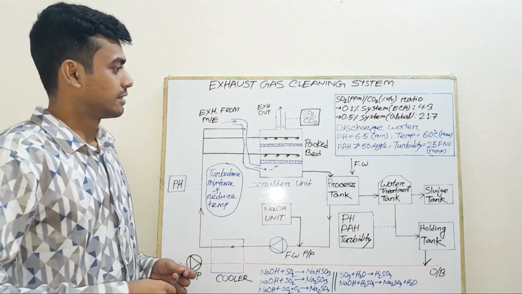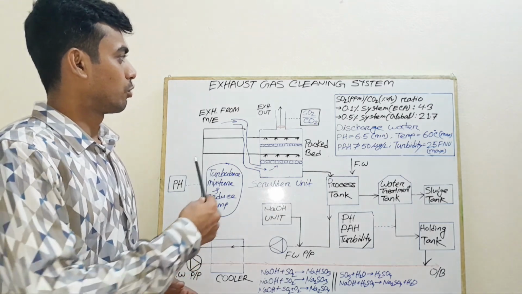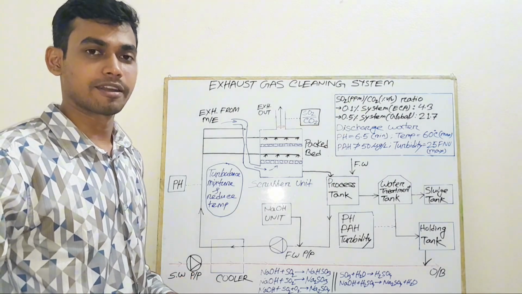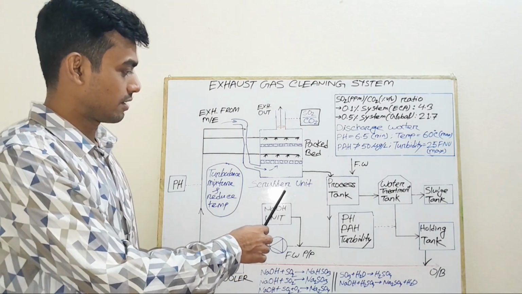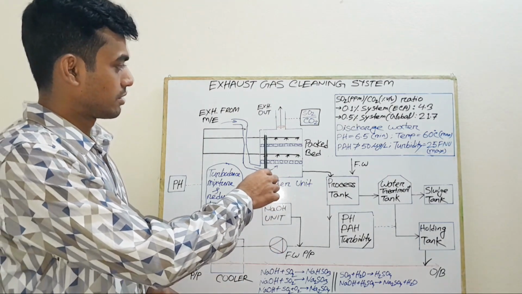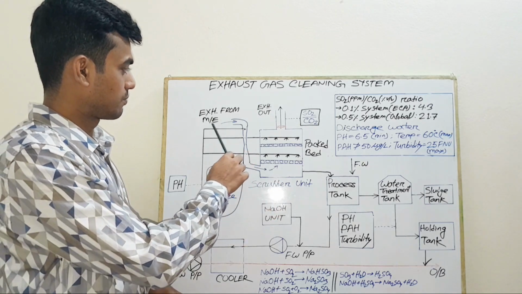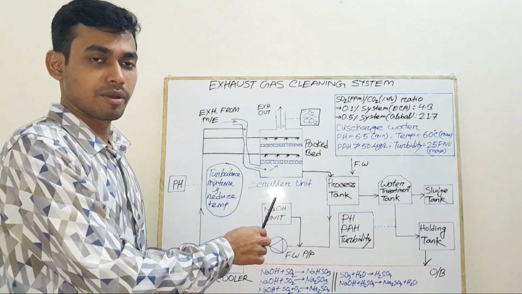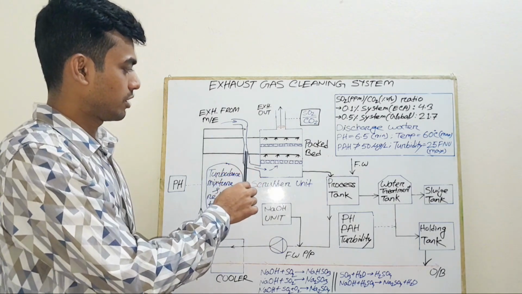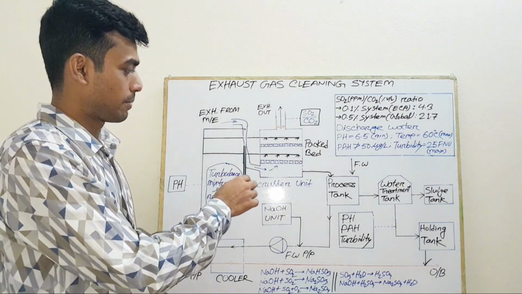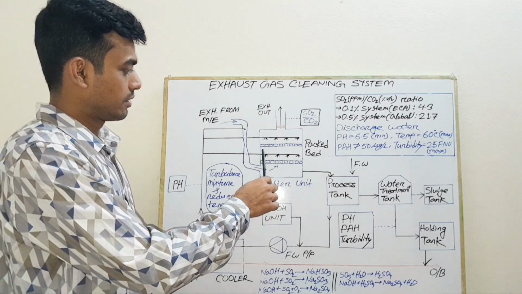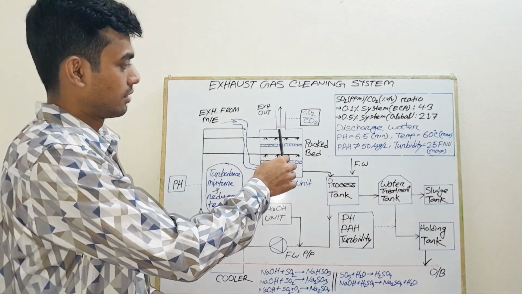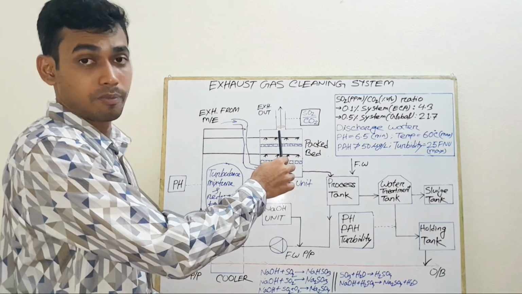So hello my friends, this is the diagram of closed loop exhaust gas cleaning system. First of all, we need to familiarize with the diagram. Here you can see this is the scrubber unit. In scrubber unit, this is exhaust gas from main engine and exhaust gas out from the scrubber unit. This is the venturi at the exhaust gas piping, and you can see this is the packed bed, one stage and two stages. Here this is water droplet separator.